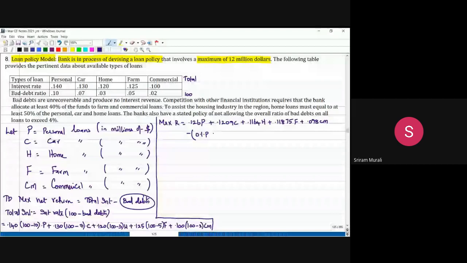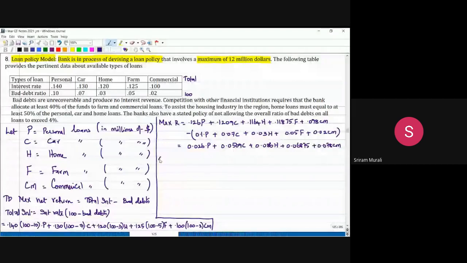This is 0.07 times C. This is 0.03 times H. This is 0.05 times F. This is 0.02 times CM, which is equal to 0.026, 0.0509, 0.086. So this is my objective function.